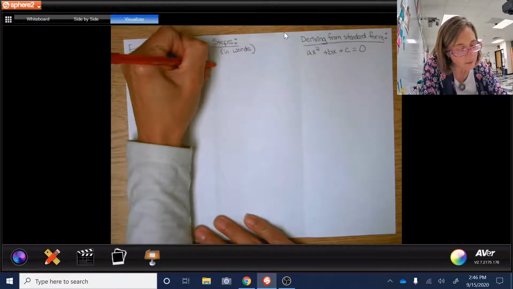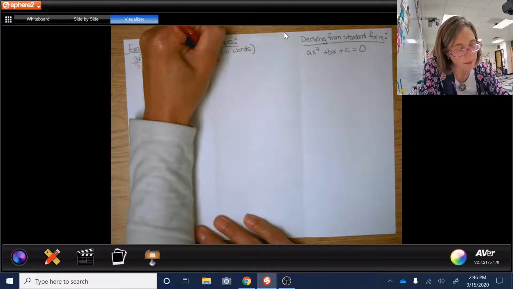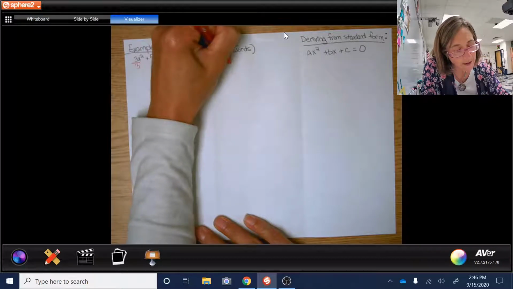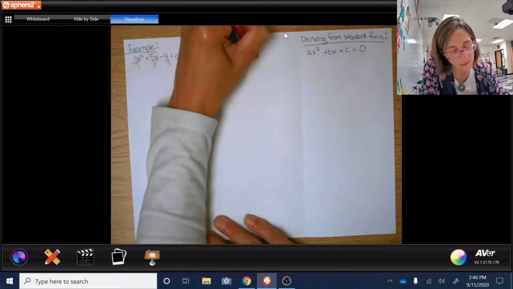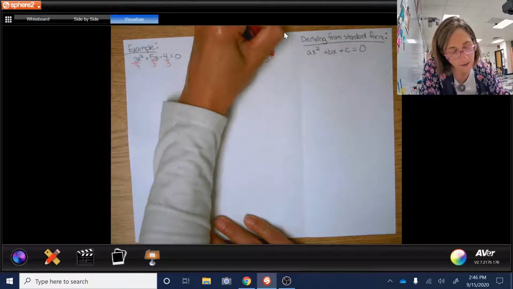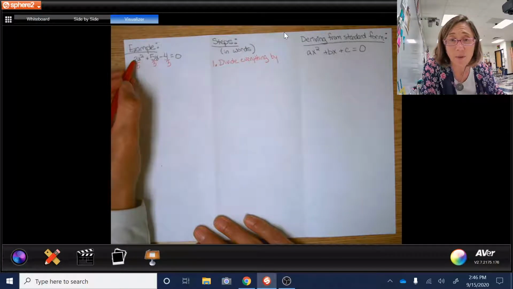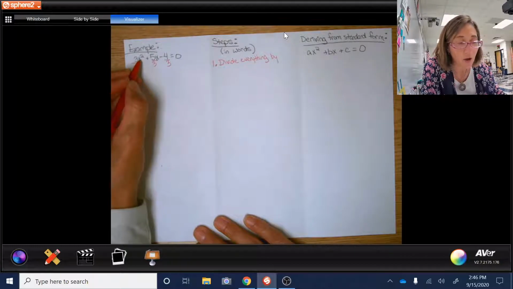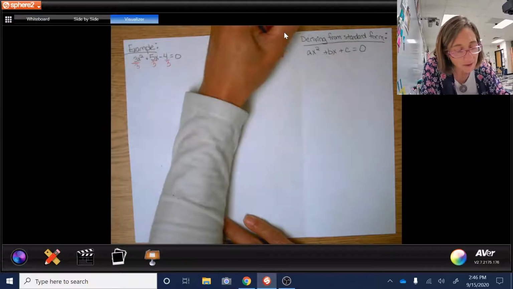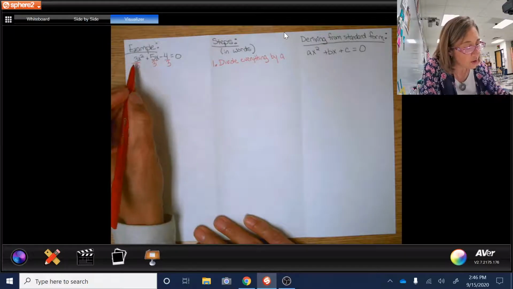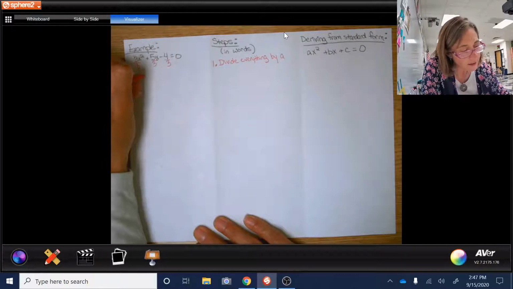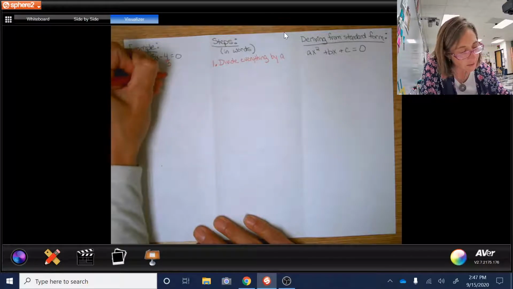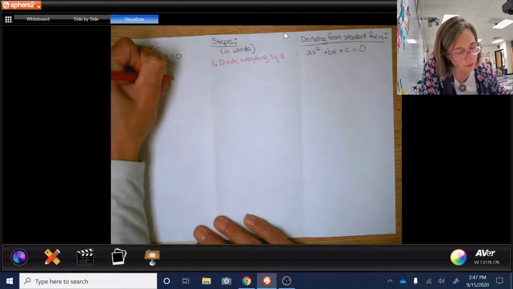So step 1, we're going to divide everything by the 3 is in the spot of the a because it's our coefficient in front of our x squared. So I'm going to say divide everything by a. Okay, so these will cancel. So I'll have x squared plus 5/3 x minus 4/3 equals 0.